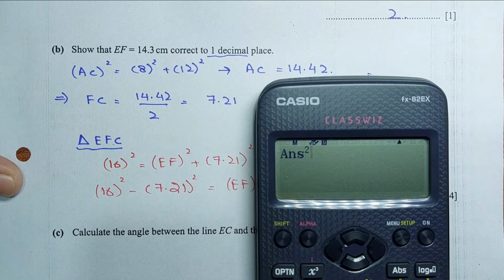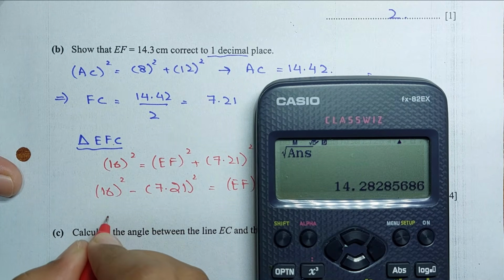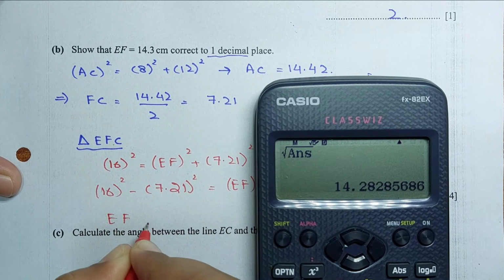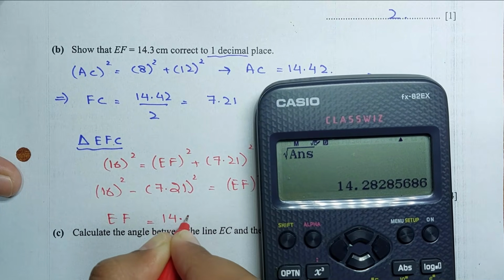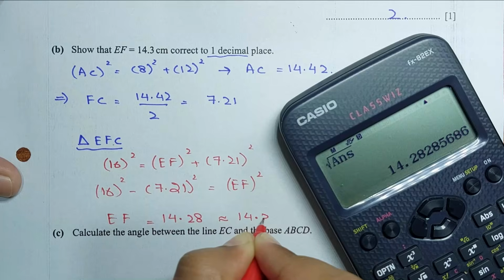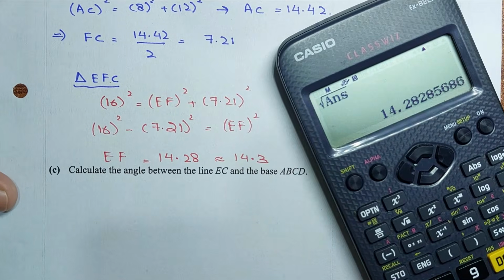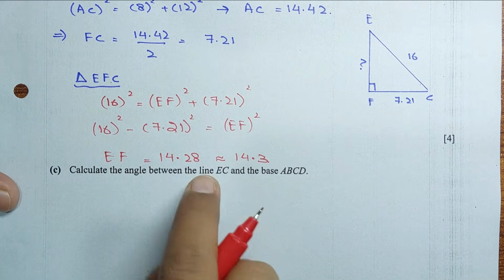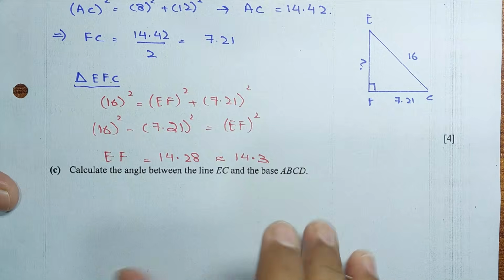16 square minus 7.21 square is 204. Root of the answer, this would be 14.3 up to 1 decimal place. Yes, EF is 14.28, and up to 1 decimal place it is 14.3. This is correct. Now for part C, calculate the angle between the line EC and the base ABCD.